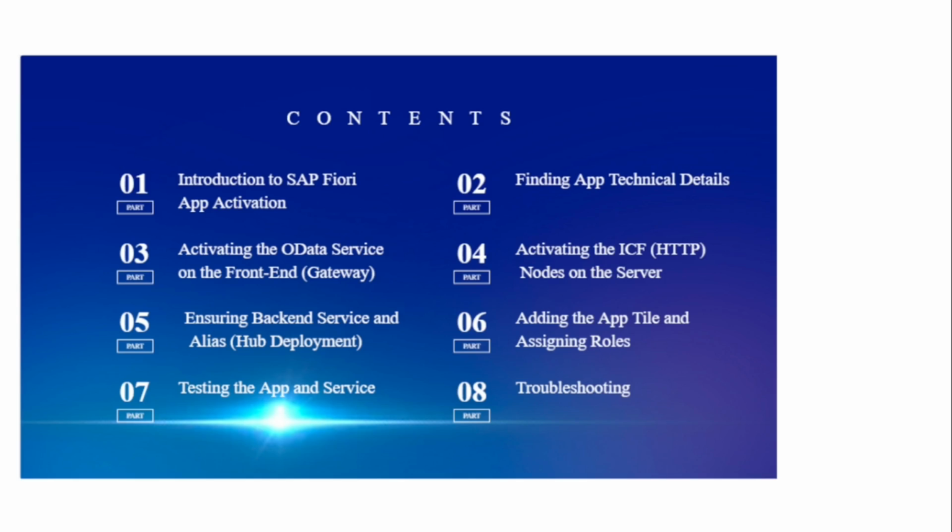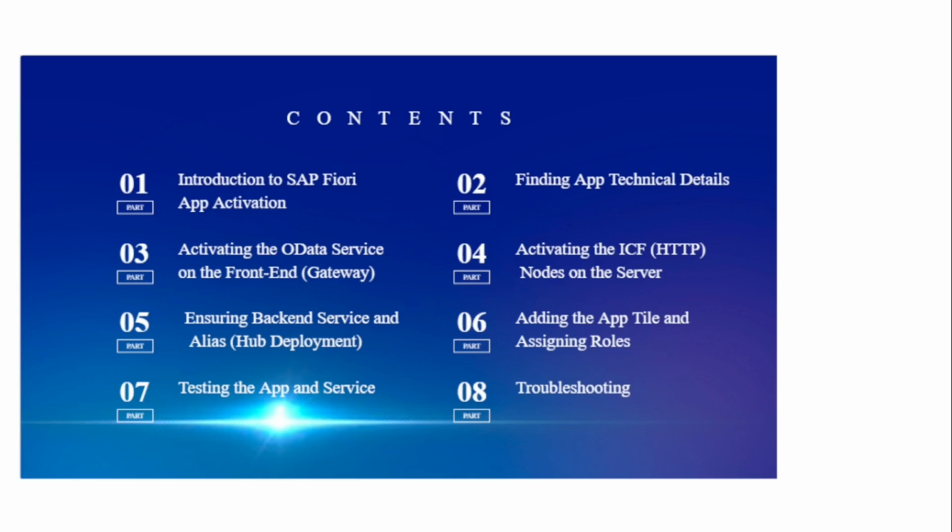So first of all, I will introduce the SAP Fiori app, and on step number 2 we will find the application technical details. I mean all the technical details that will be required, we will find from the Fiori apps library. And then on the third step we will find how to activate the OData service relative to the Fiori app.